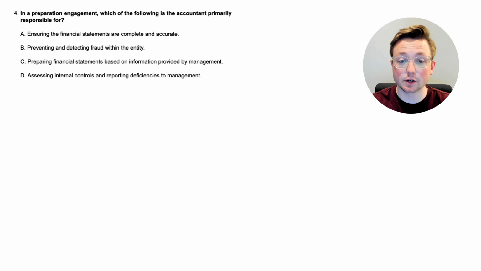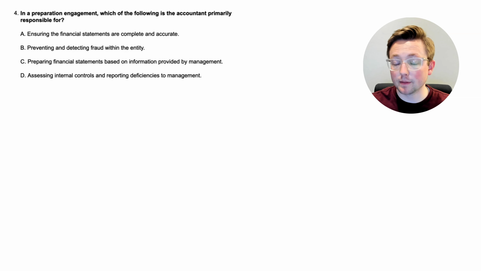Option A, ensuring the financial statements are complete and accurate. Option B, preventing and detecting fraud within the entity. Option C, preparing financial statements based on information provided by management. Or option D, assessing internal controls and reporting deficiencies to management. So what is the accountant/auditor going to be doing in this situation? What's their responsibility? It's probably a little bit different than what we've learned in other kinds of engagements.